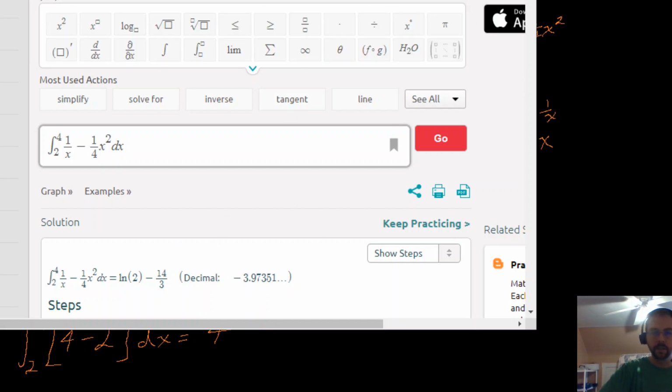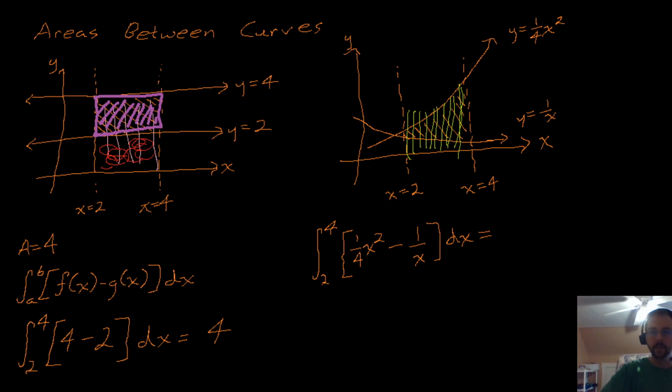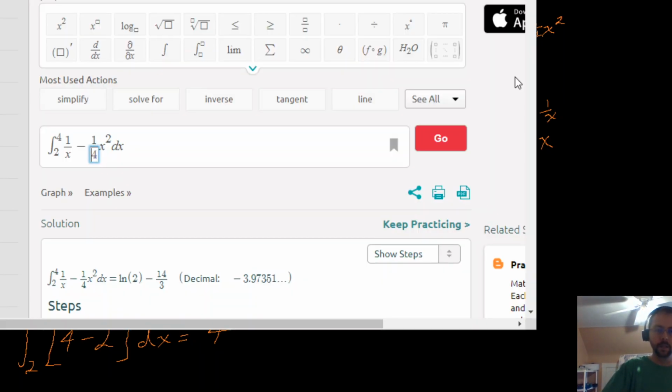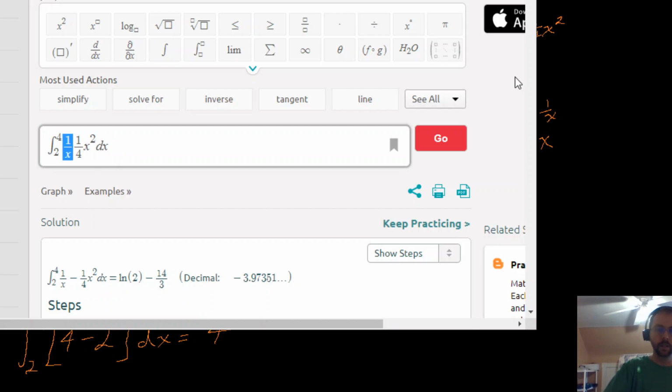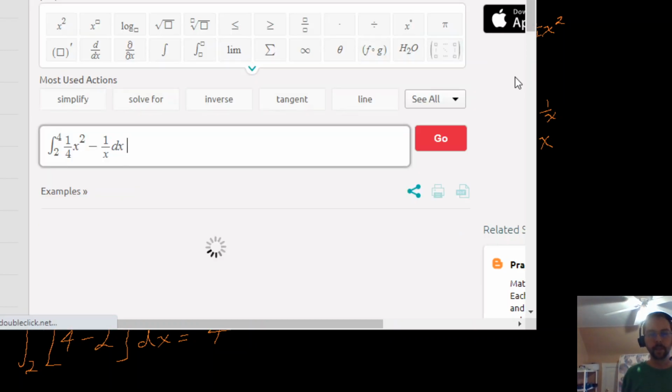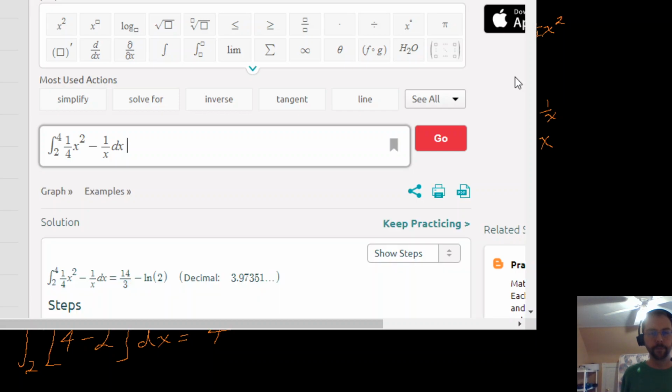We'll go with that. It shouldn't be negative. You know what? I think I did that last time too. Yeah, my bad. I just typed it in wrong. So I have 1/4 x squared minus 1 over x. Minus 1 over x. Should be the same, but with the opposite sign. So 3 point, whatever that was, 97, I think. Yeah, we'll go with that. 3.97.